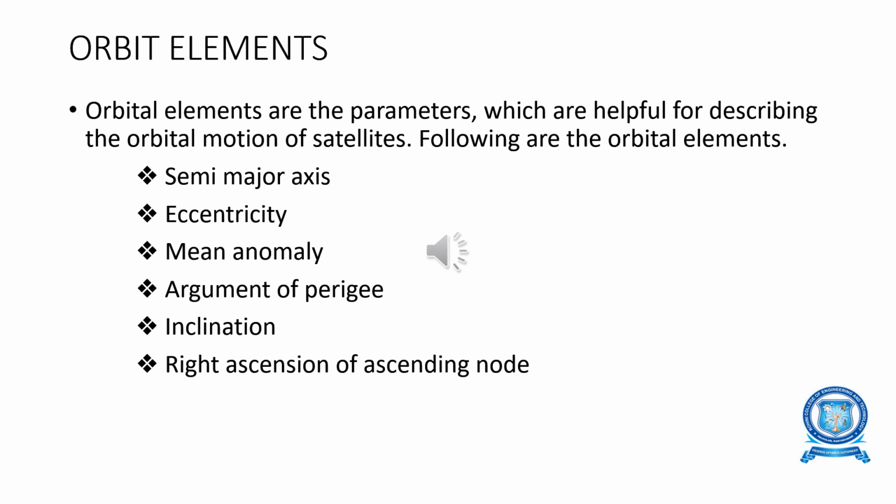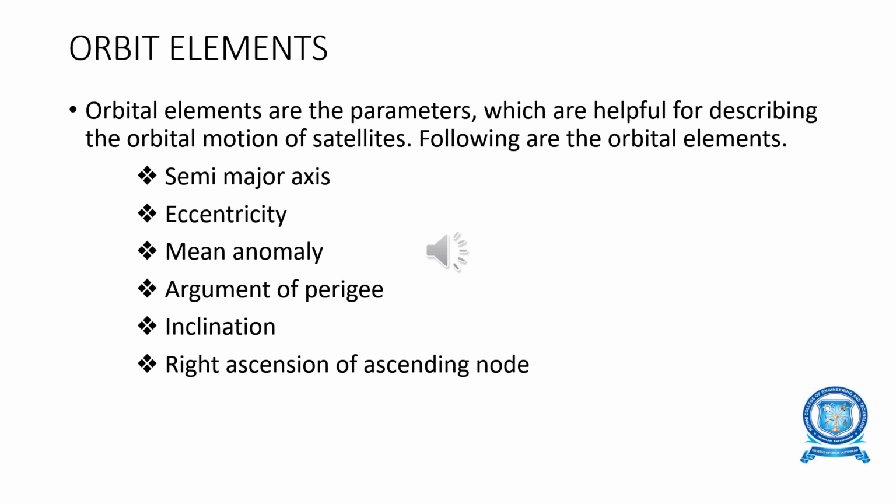First is the semi-major axis. The length of the semi-major axis A defines the size of the satellite orbit. It is half of the major axis, the radius of the orbit between the two most distant points. Next, eccentricity. The value of eccentricity E fixes the shape of the satellite orbit. This parameter indicates the deviation of the orbit shape from a perfect circle, that is, E is equal to the square root of A squared minus B squared, divided by A. Next, mean anomaly. Mean anomaly gives the average value of the angular position of the satellite with reference to perigee.